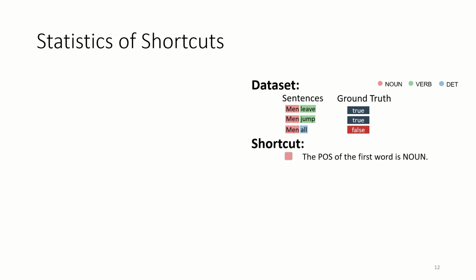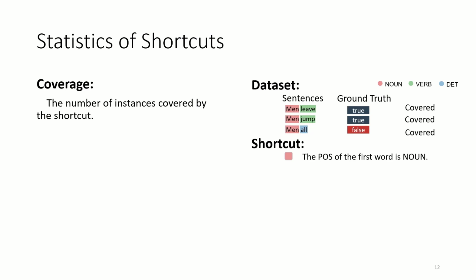Since the scope of potential shortcuts could be very large, we would like to select the shortcuts which have great effects on dataset quality. Specifically, we would like to select shortcuts with high productivity and coverage. Consider a dataset with 3 sentences, and the shortcut concerning the first word is none. The coverage of this shortcut is defined as the number of instances covered by it. We can see this shortcut matches all of them, so the coverage is 3.